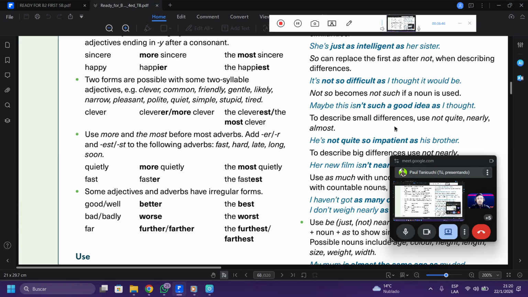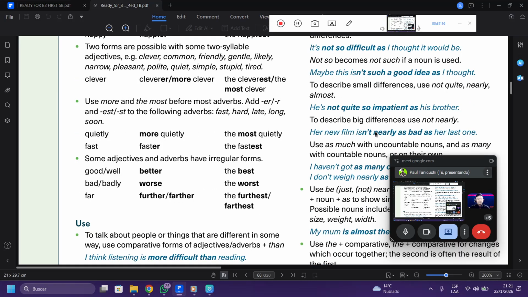This book isn't such an interesting book as you said. As you said, perfect. Vanessa, you're missing, right? Please. I am thinking. Wait one moment, please. Okay. But meanwhile, you'll think of your example.